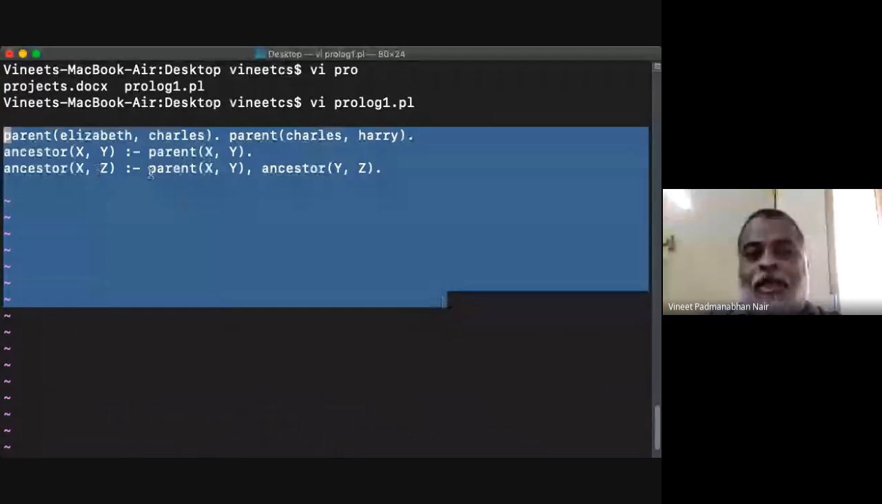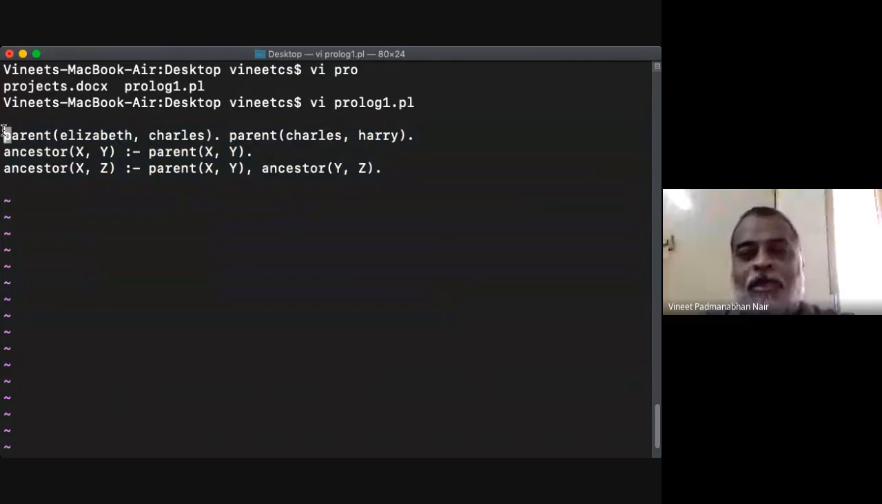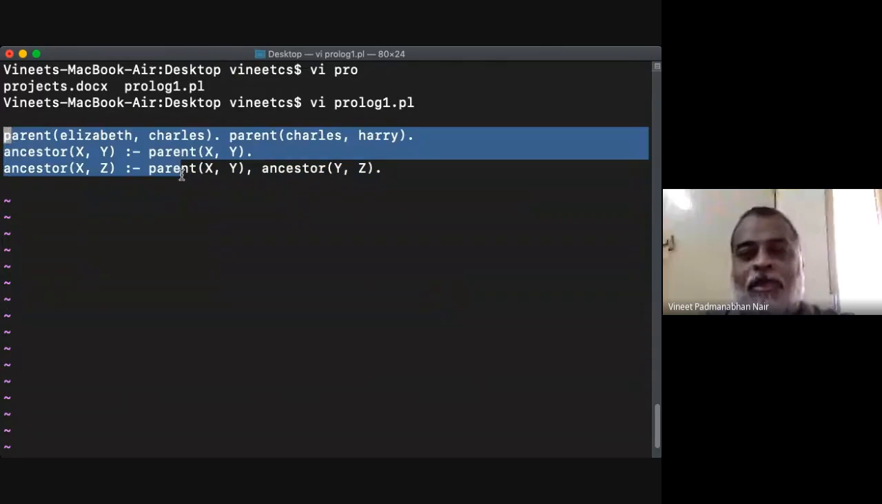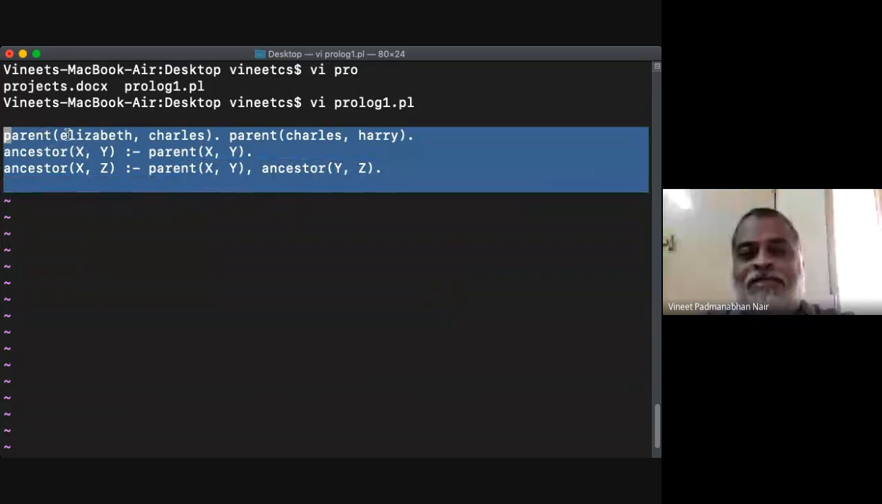So here, Elizabeth is the parent of Charles. Charles is the parent of Harry. So this was the first fact: Elizabeth is the parent of Charles. Second fact is Charles is the parent of Harry. Third is a rule: X is the ancestor of Y if X is the parent of Y. Fourth: X is the ancestor of Z if X is the parent of Y and Y is the ancestor of Z.